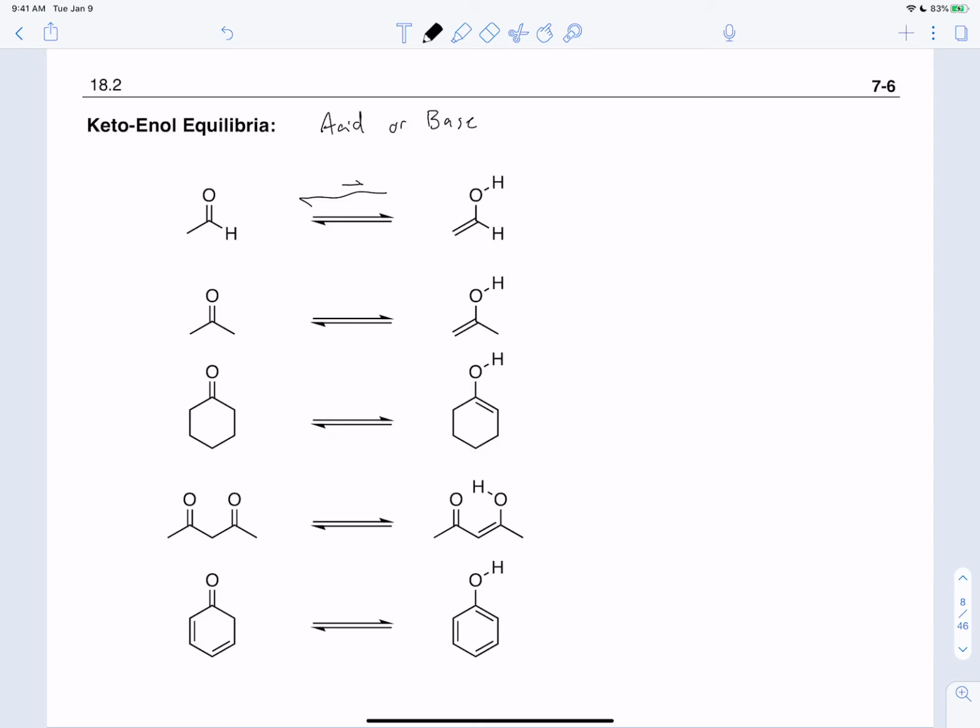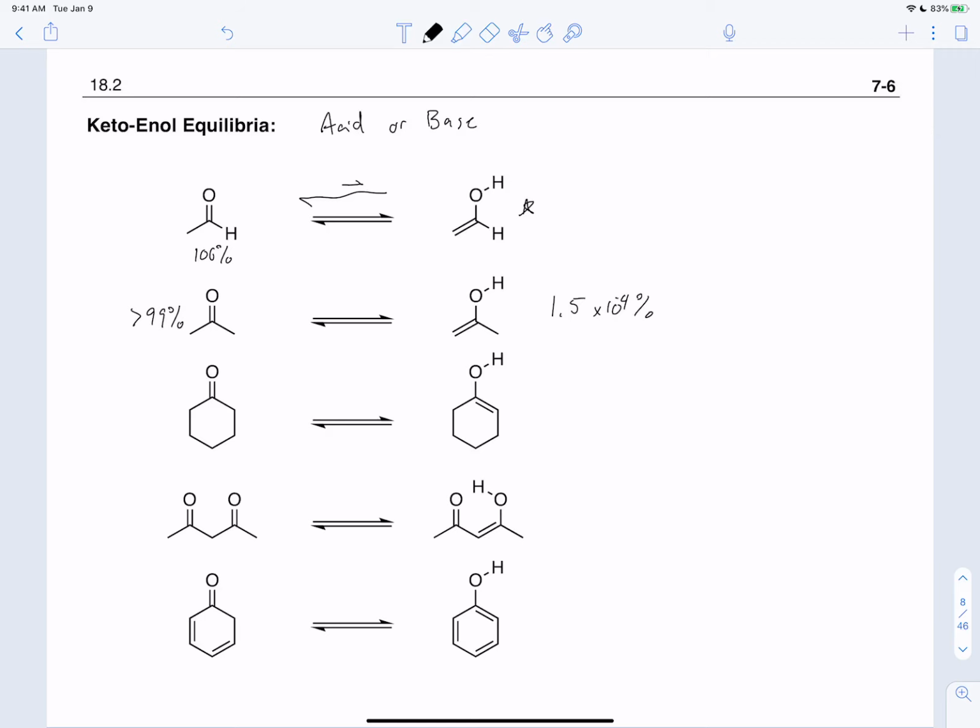So if we look at something like acetaldehyde, this is approximately 100% in the keto form. So even though we are able to make small amounts of this enol form, and it might be able to do some reactions along the way, it is virtually not there at all. If we go to something like acetone, this exists more than 99% in the keto form. So again, this strongly favors being in the keto form. The enol is 1.5 times 10 to the negative fourth percent. So virtually none of it's there.